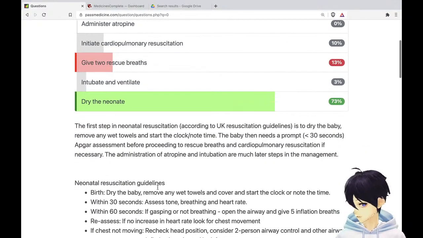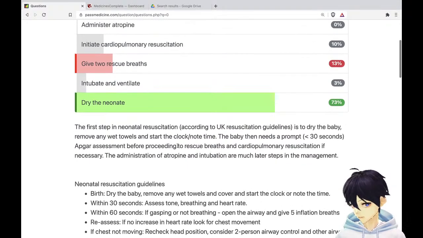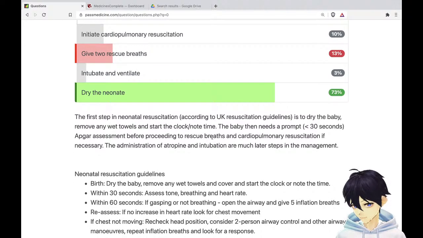Okay. The first step in neonatal resuscitation, according to UK resuscitation guidelines, is to dry the baby. Remove any wet towels and start the clock or note time. The baby then needs a prompt, less than 30-second Apgar assessment before proceeding to rescue breaths and cardiopulmonary resuscitation if necessary. The administration of atropine and intubation are much later steps in the management.